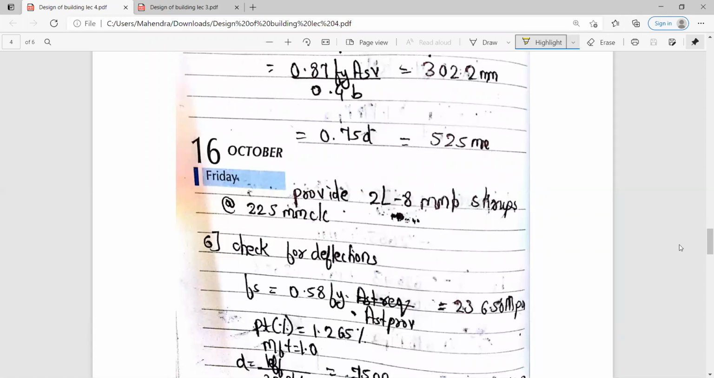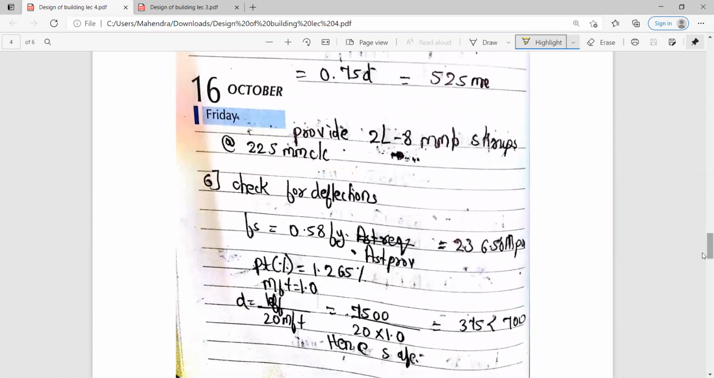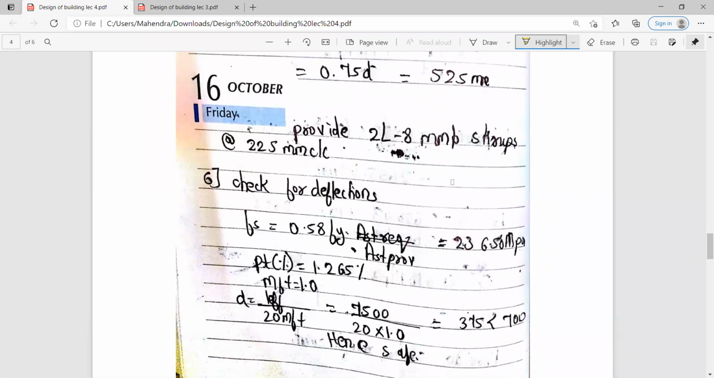So for checking the deflection, again you have the formula to calculate Fs. This is on page number 38 of your IS 456 2000. So the formula is 0.58 into Fy into AST required upon AST provided. AST required just now you calculated and AST provided भी आपने calculate किया है. उस पे से आपको Fs कितना मिलता है? Fs आपको मिलता है 236.50 megapascal.